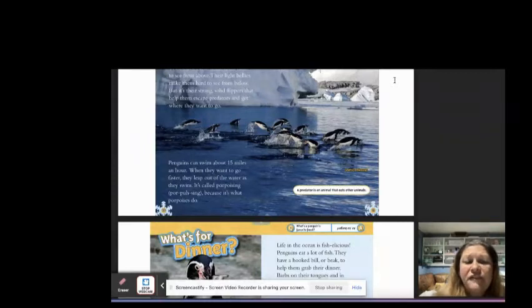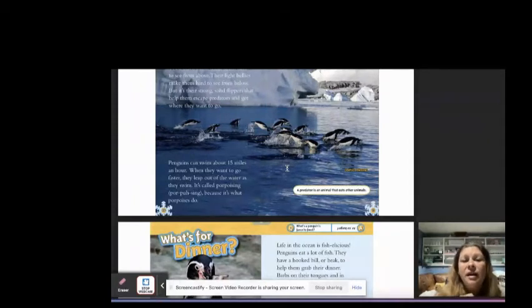Penguins can swim about 15 miles an hour. When they want to go faster, they leap out of the water as they swim. It's called porpoising because it's what porpoises do. So all that information that the author just gave you, this picture is a perfect visual of that. They are jumping out of the water to try swim faster. Whether they're trying to get away from a predator or where they want to go, they're still moving. They're going. This picture helps me visualize that they're out on the move.